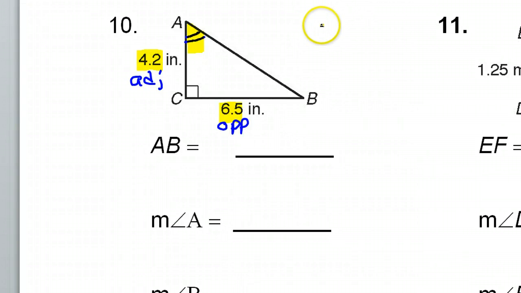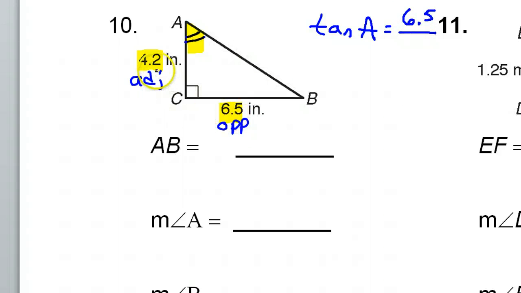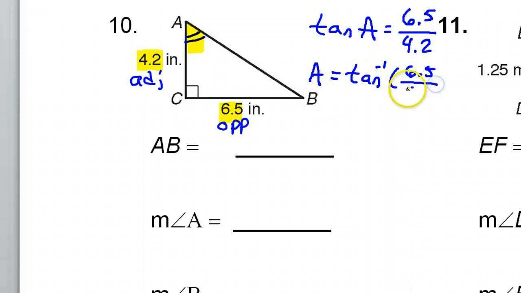I'll just do it right here. So we will say tangent of angle A is opposite over adjacent. So that's going to be 6.5 over 4.2. How do we find the angle though? Well, to find the angle, we do the inverse trig function. We'll say angle A is equal to the inverse tangent of 6.5 over 4.2. And that we can just put in our calculator.